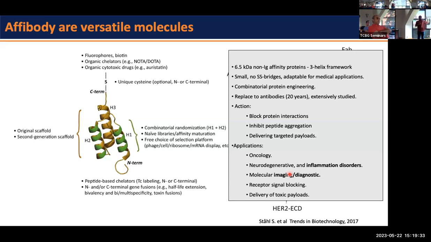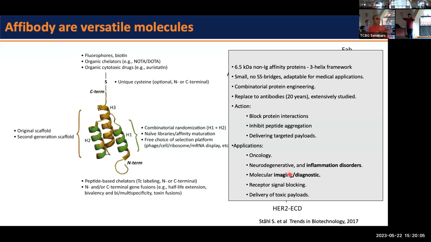And since they have only three helixes, well, the helix has the helix turn, so you have just a few amino acids that you can modify and optimize. And people have been doing this in many, many applications. So the goals are to block proteins that are involved in cancer, or use it for detection of specific proteins. So there are many biotechnological and medical applications available for affibodies.